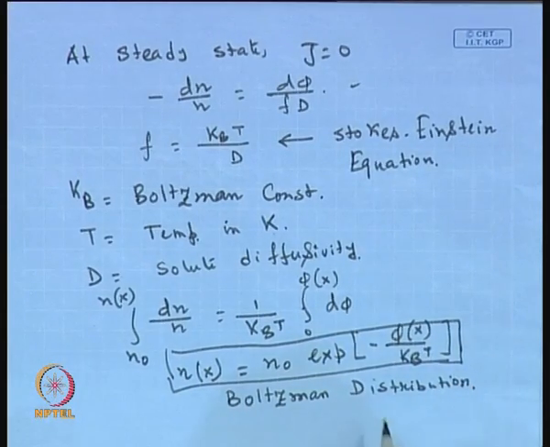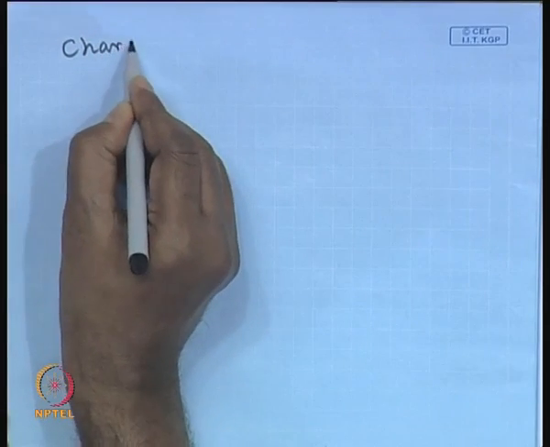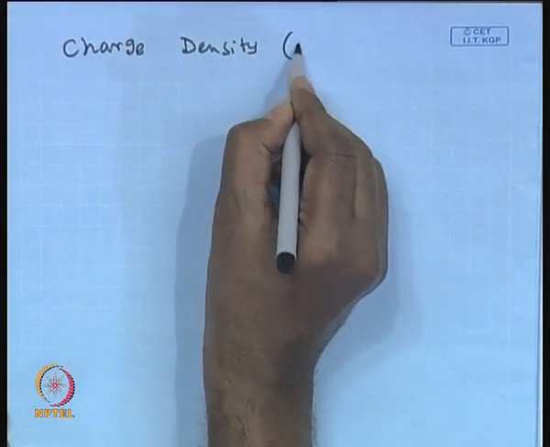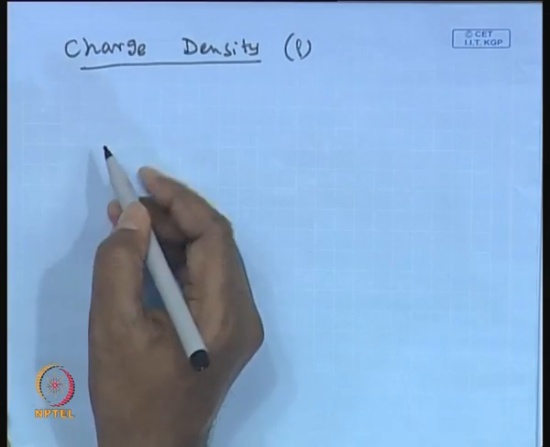That means the concentration of the counterions will decrease exponentially from the surface. The concentration of the co-ions will increase from the surface exponentially up to the bulk. Okay, next we define the charge density. This is given as rho.